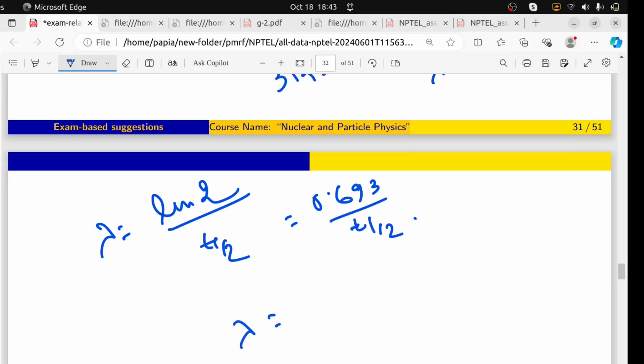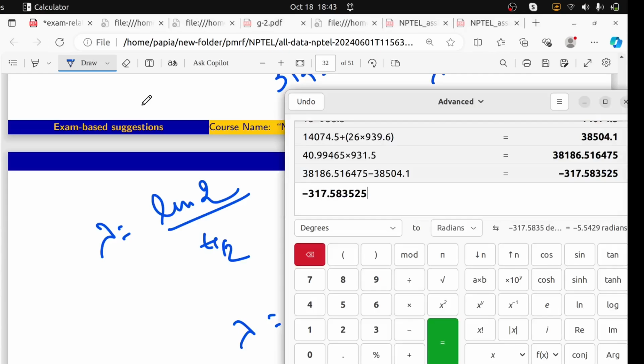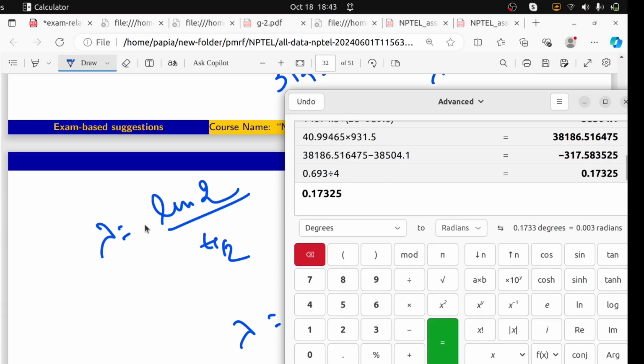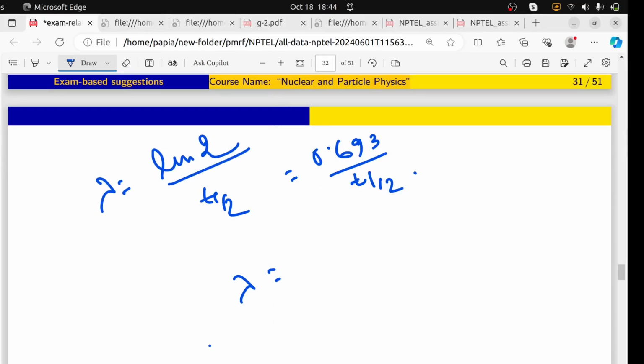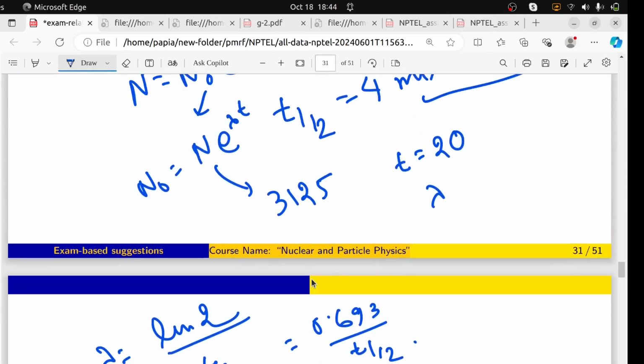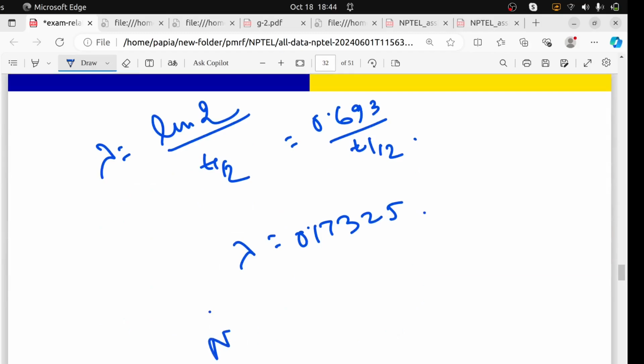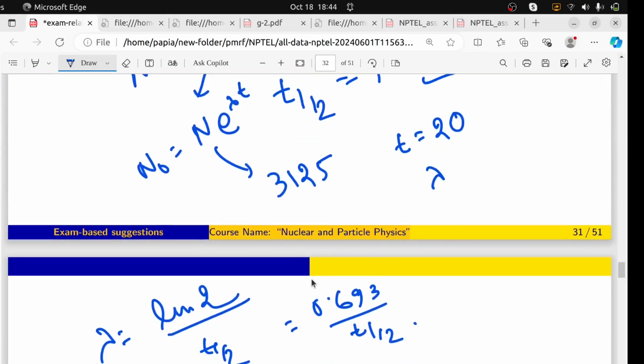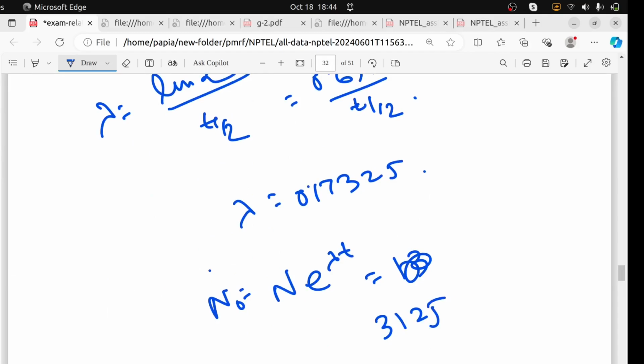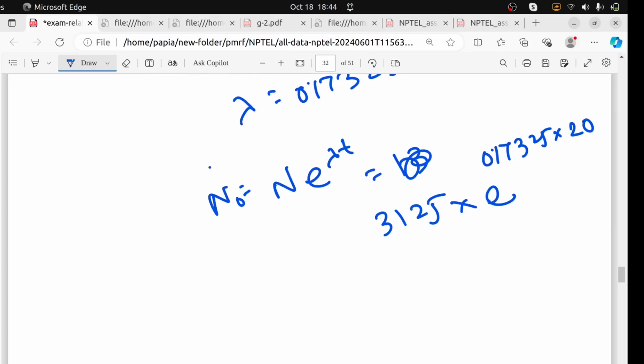Now if I calculate the value of lambda, it will be 0.693 divided by 4, which is 0.17325. This is the lambda value. Okay, I got the value of lambda as well. I have N, I have T, I have all these things, so I will put in all these values. This is 3125, then e to the power 0.17325 into 20. 20 millisecond is there, right? So it will be 20 only. If you just calculate this, you can get the value of N0.